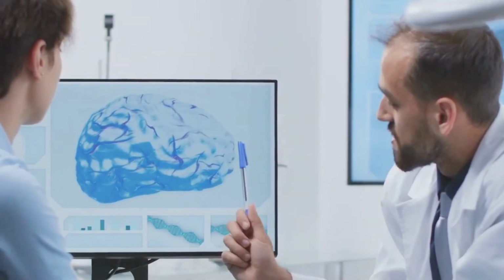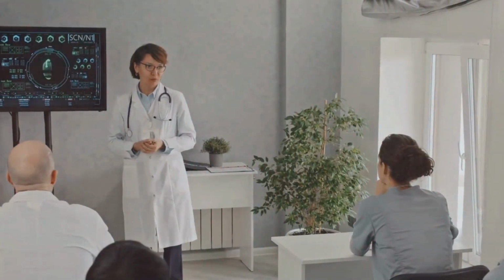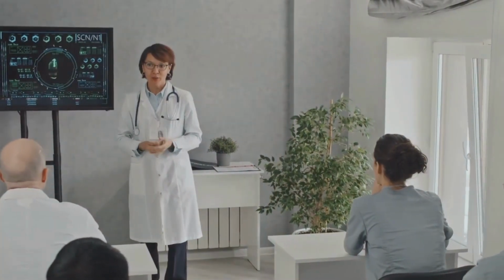That wraps up our introduction to the autonomic nervous system. In our next session, we'll dive deeper into the functions and interactions of these divisions.